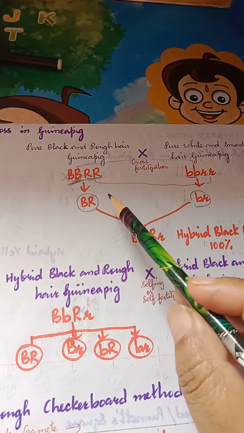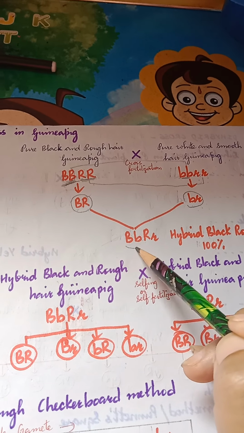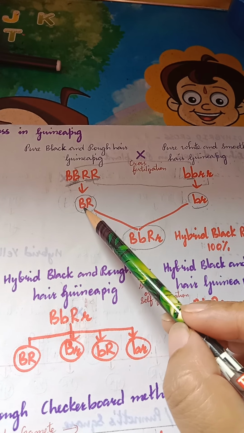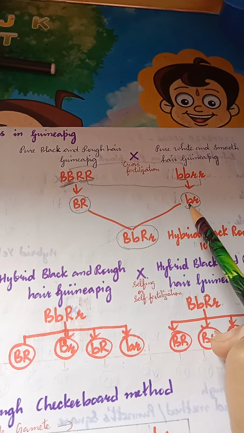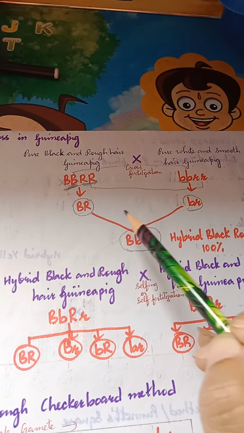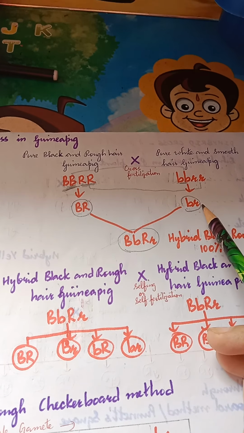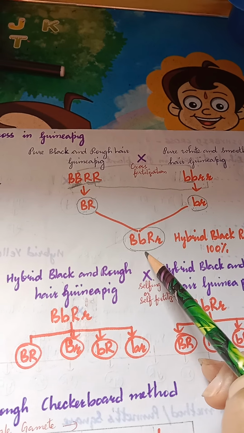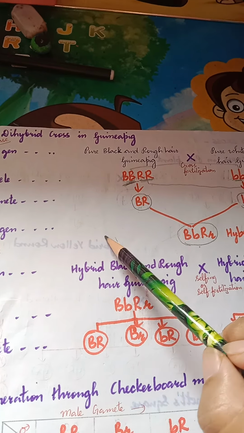In the offspring formation, the male gametes and the female gametes unite, and when they unite, they produce this type of genotype. Here we are comparing black with white, where capital B is black and small b is white, so these two we write together: capital B and small b. And we are comparing rough with smooth, where capital R is rough and small r is smooth, so capital R and small r are written together. This type of genotype will be present in the offspring produced in the F1 generation.